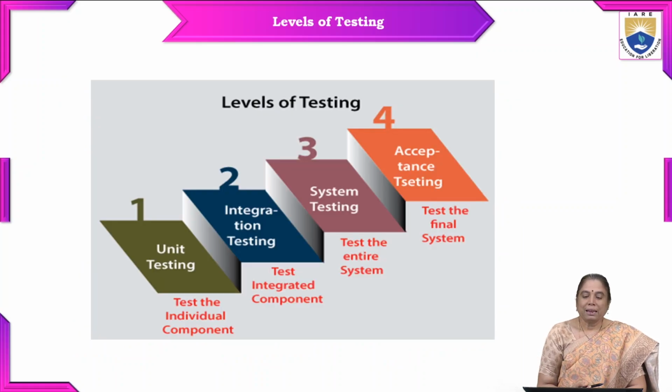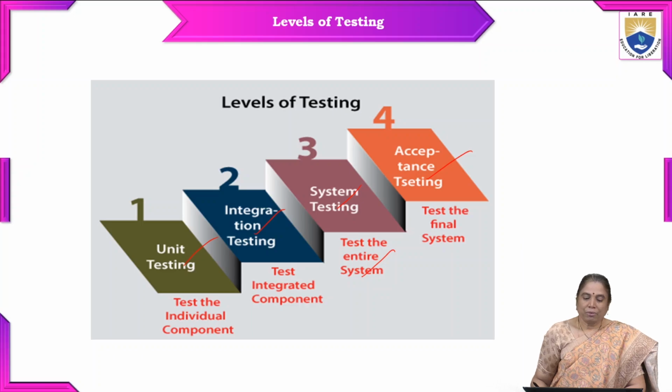Next, we are moving to the levels of testing. There are four levels of testing: unit testing, integration testing, system testing and acceptance testing. Unit testing generally tests the individual component. Integration testing tests integrated components. Testing the entire system or whole system is generally referred to as system testing. Testing the final system with the user is generally referred to as acceptance testing.